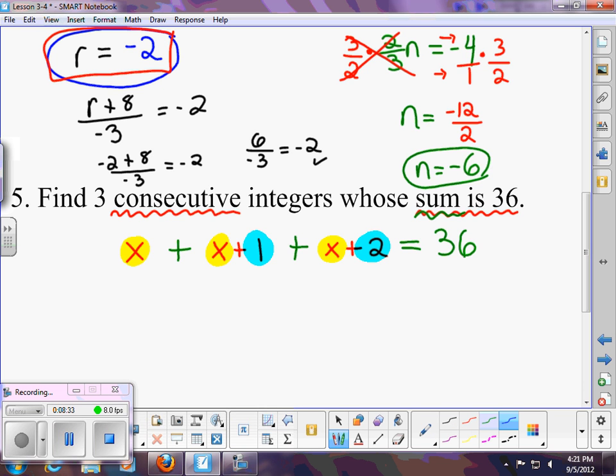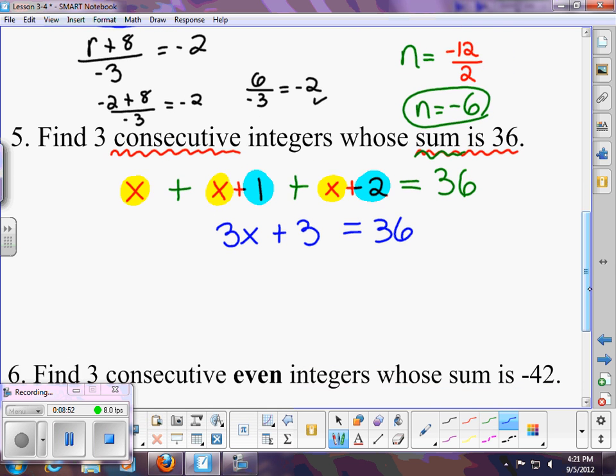We have x's as like terms, and we also have constants as like terms. So let's combine those. X plus x in the yellow would be 3x. In the teal, the blue, 1 plus 2 would be 3. So really we've created this equation: 3 times x plus 3 equals 36. Now we just simply need to solve that.